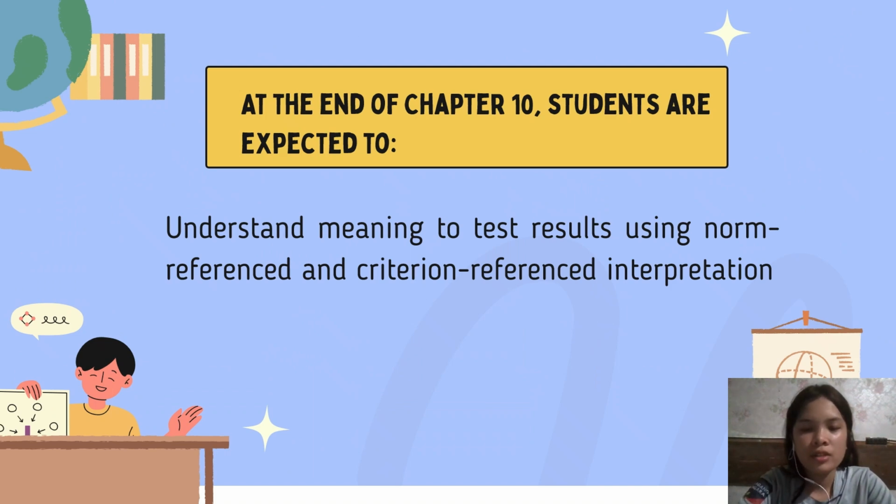At the end of this chapter, you will be able to understand the meaning of test results using norm-referenced and criterion-referenced interpretation.